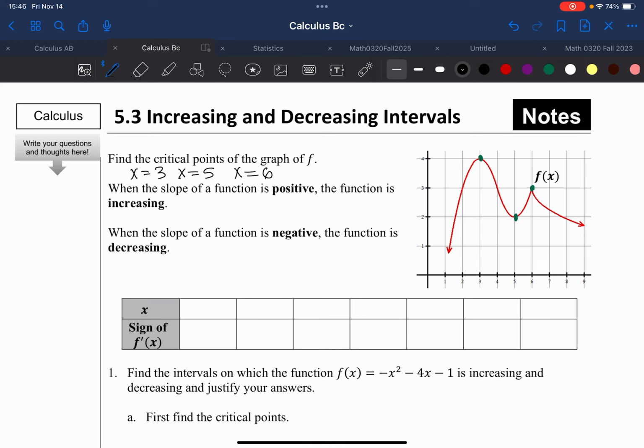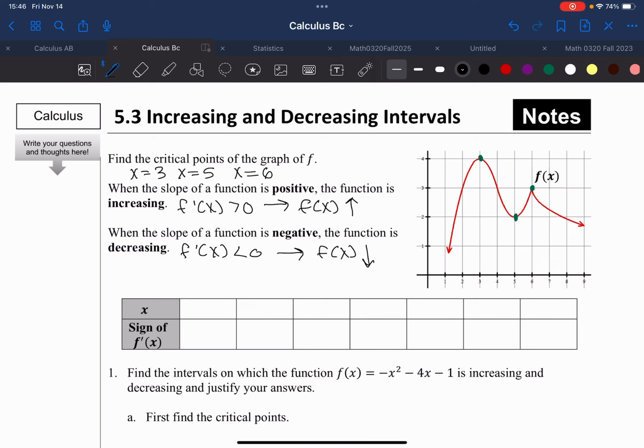When the slope of the function is positive, the function is increasing. This is the same as saying if the derivative of f is greater than 0, this tells us that the function f of x is increasing. And then the opposite is true. If we have the derivative of f of x less than 0, then the function f of x is decreasing. Or in other words, if the slope of the function is negative, then the function is decreasing.